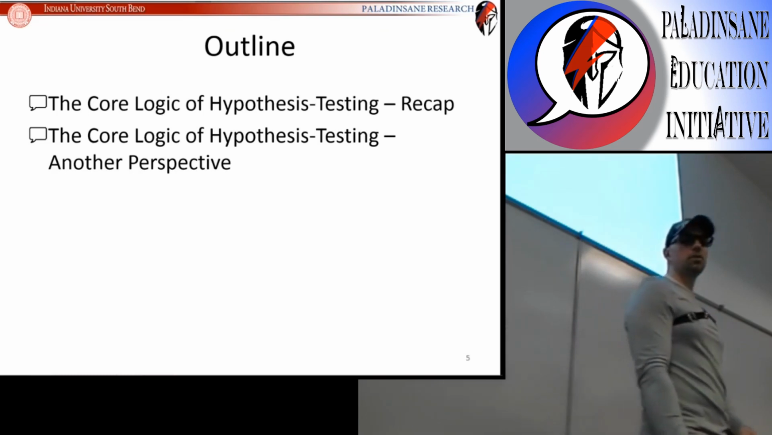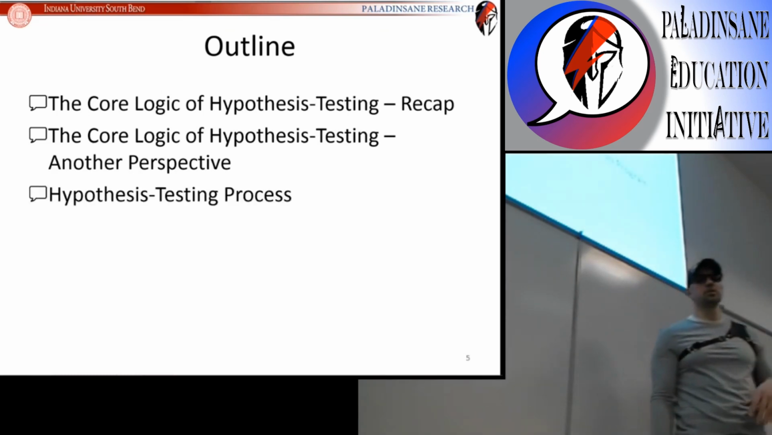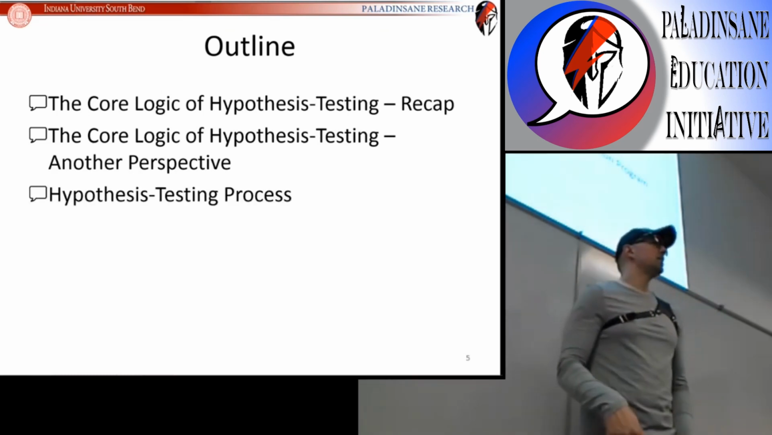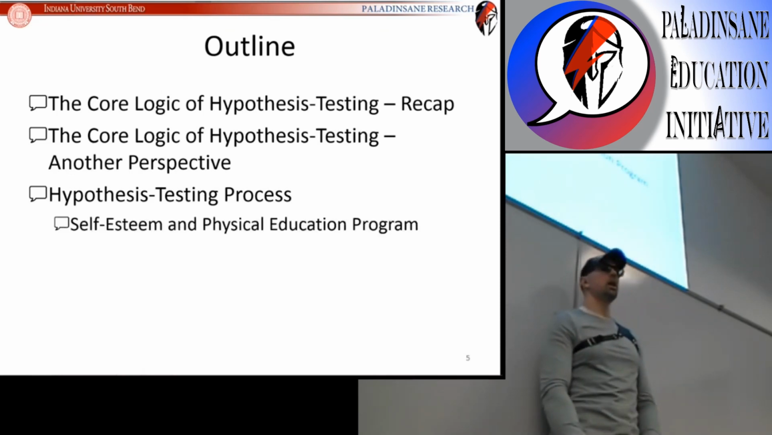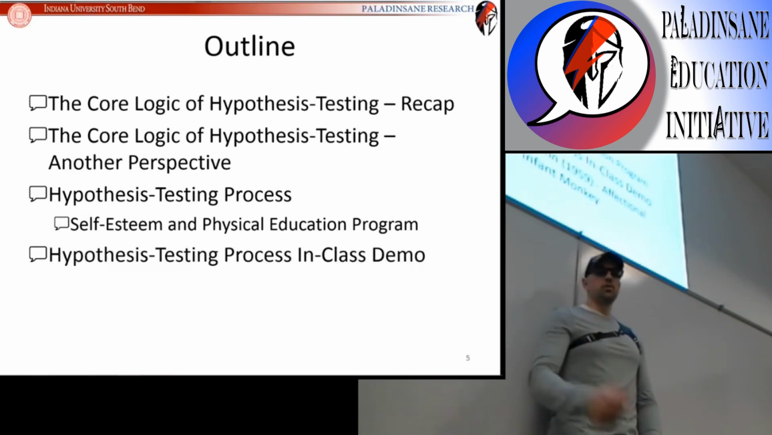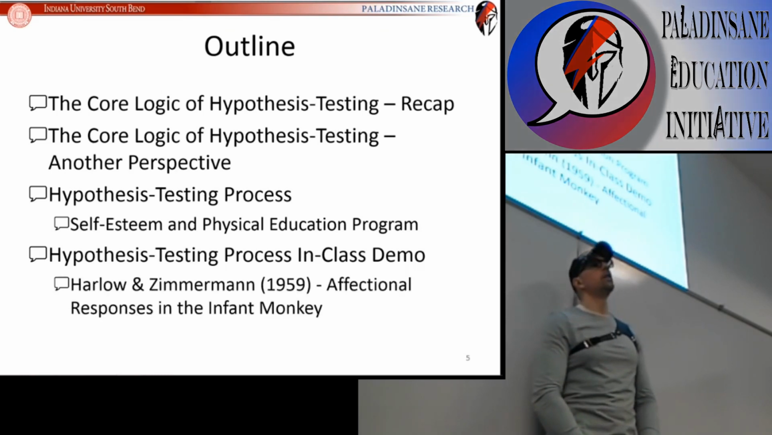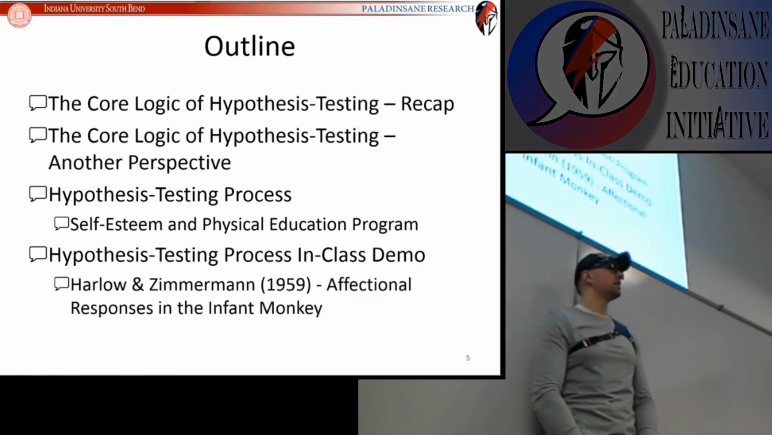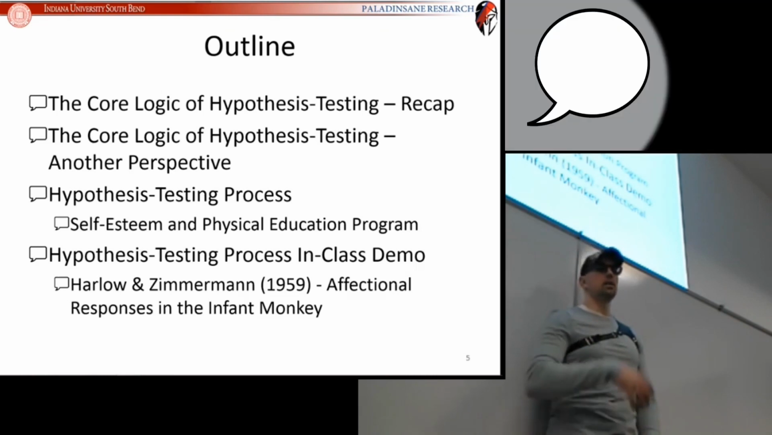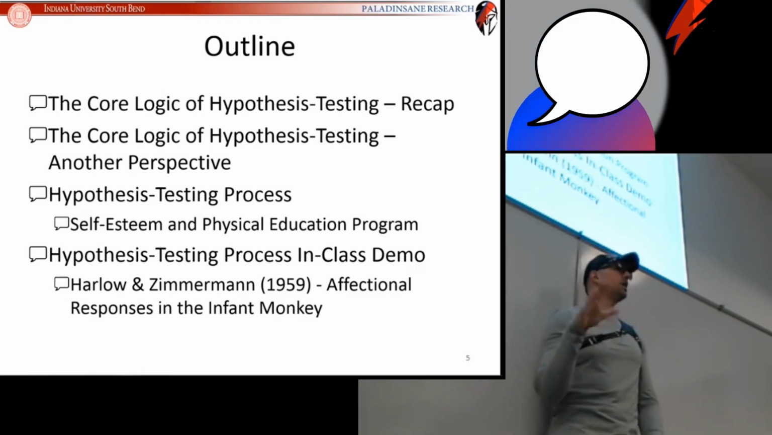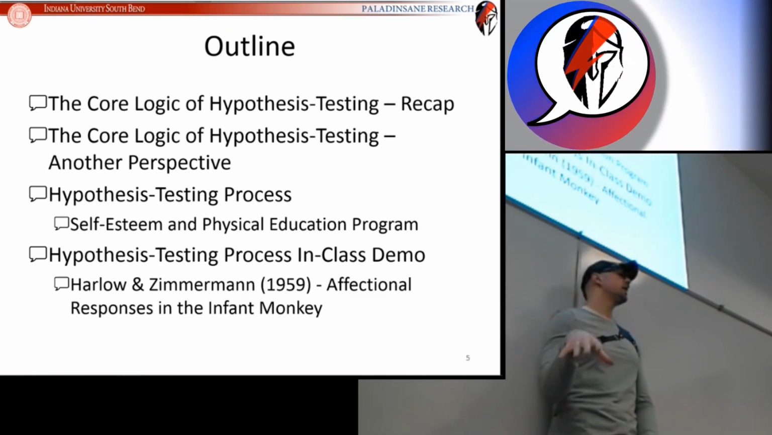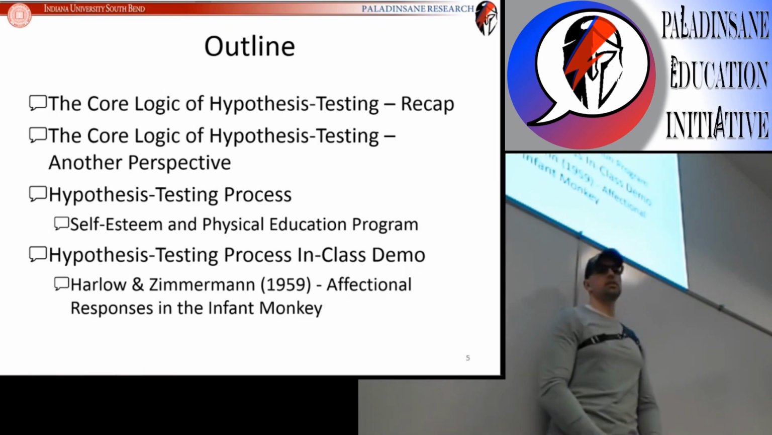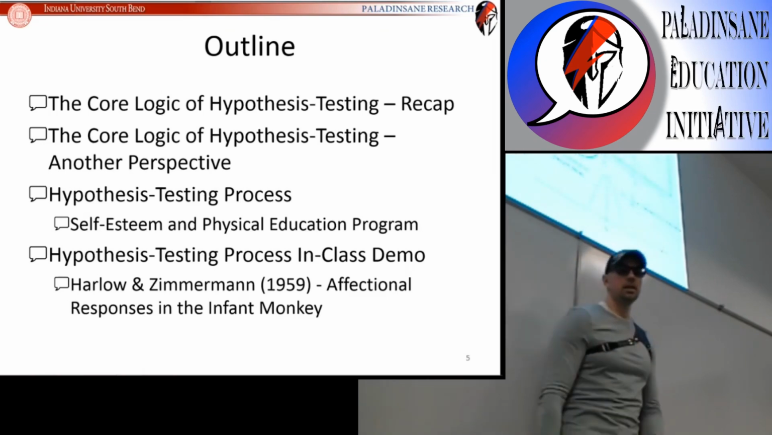And then we're going to go through the actual hypothesis testing procedure. We're going to take a look at the self-esteem and physical education program example that we teased last time. And then we'll do some in-class demos, and we'll see if we can get to Harlow and Zimmerman when they did their studies on infant attachment and the infant monkey. We'll see what statistical tests they would have used in that situation, and we're going to do that today.